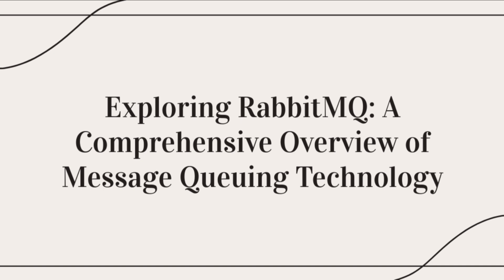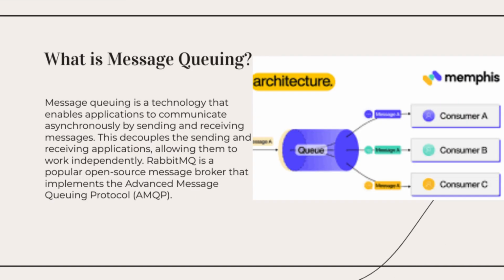between senders and receivers. 2. Message queuing. RabbitMQ implements the Advanced Message Queuing Protocol, AMQP, which is a standard messaging protocol. It allows applications to send messages to a message queue, where they are stored until they are consumed by the intended recipient. This decouples the sender and receiver, enabling asynchronous and reliable communication.